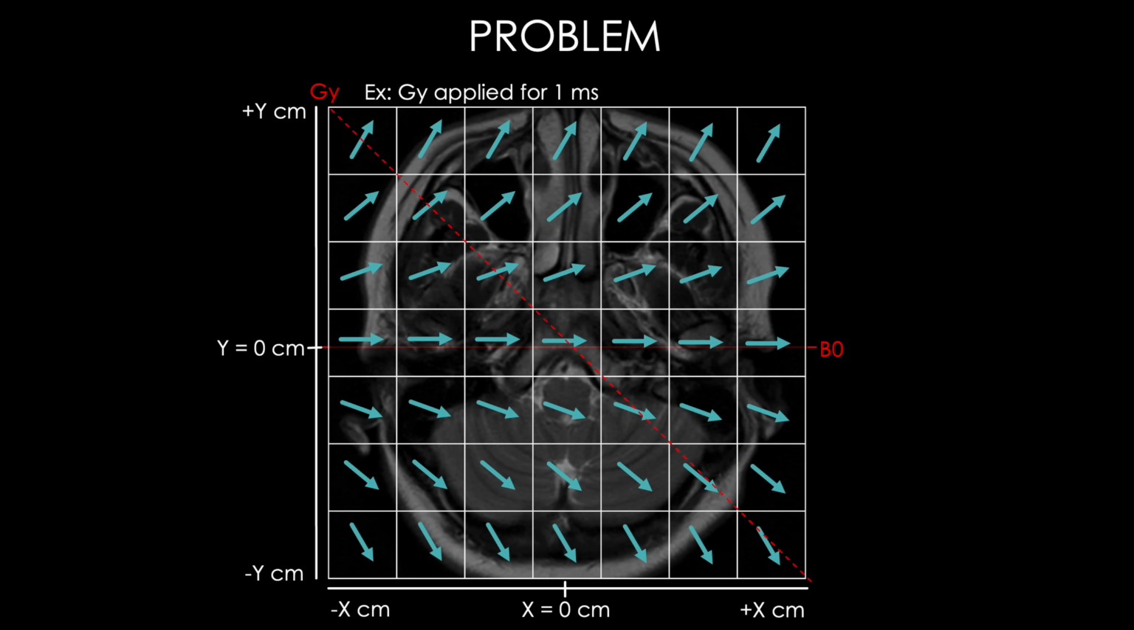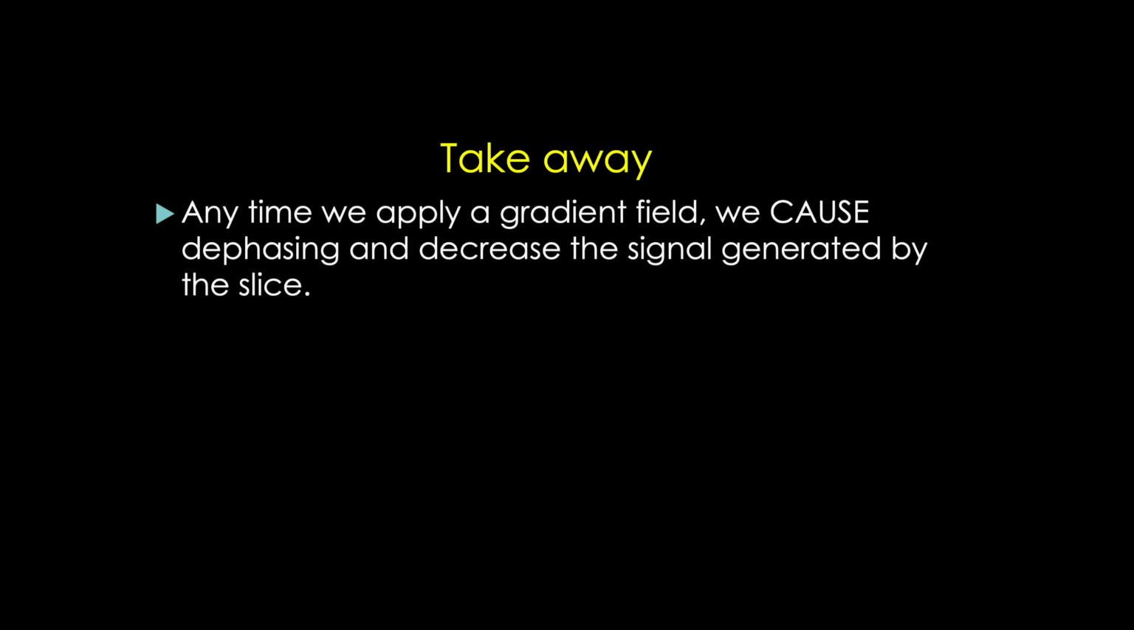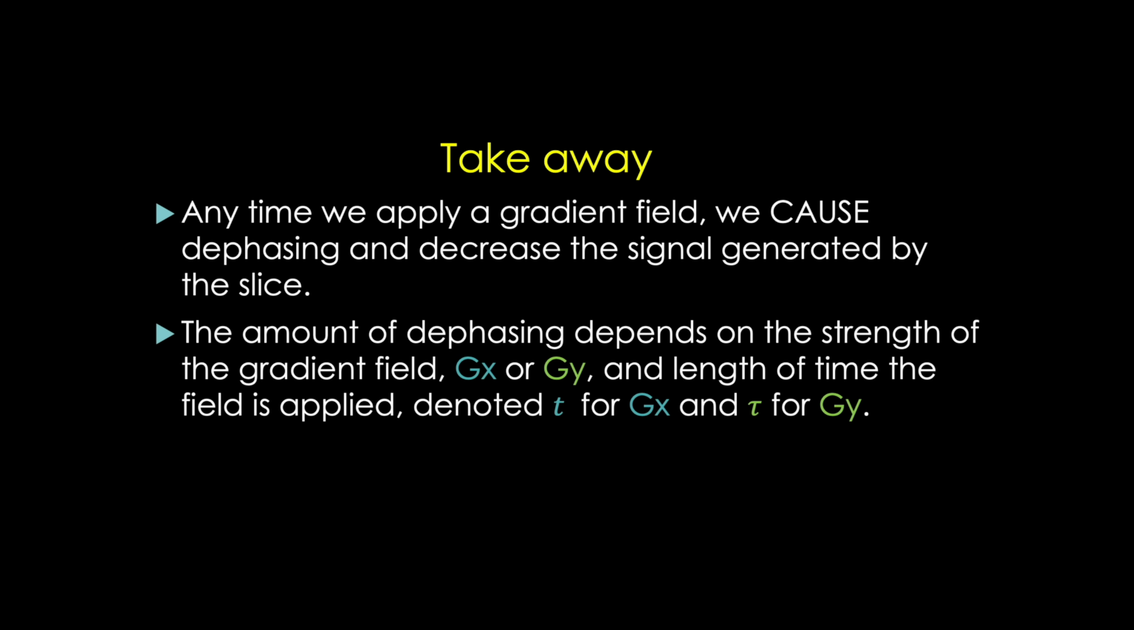What do you know? The exact same thing. We cause dephasing within the slice, decreasing our signal, and like before, the longer this gradient field is applied, the more dephasing it will cause. So the big takeaway from this exercise is that anytime we apply a gradient field, we cause dephasing and decrease the signal generated by the slice. The amount of dephasing depends on the strength of the gradient field, Gx or Gy, whichever one we choose to apply, and the length of time the field is applied.